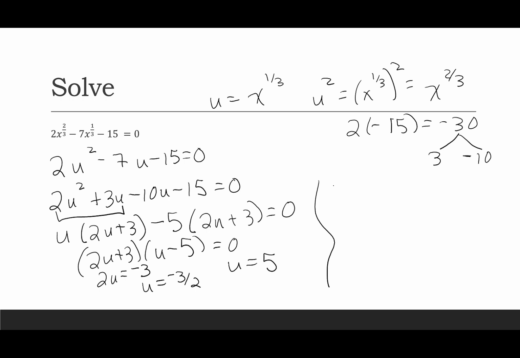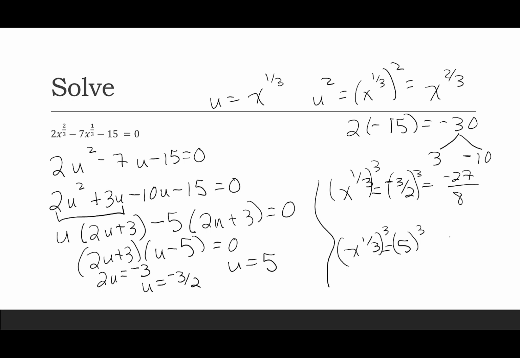Let's go back to u is really x to the 1/3. So x to the 1/3 is negative 3/2. x to the 1/3 is 5. So to get rid of the 1/3, we cube everything. Don't lose that sign in there. Negative 3 cubed is negative 27. 2 cubed is 8. Do the same thing with the 5, and I get x is 125. So 2 solutions this time too.